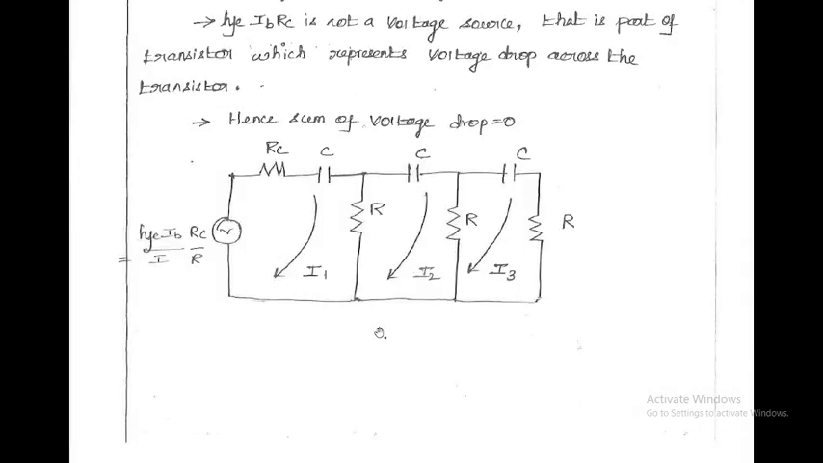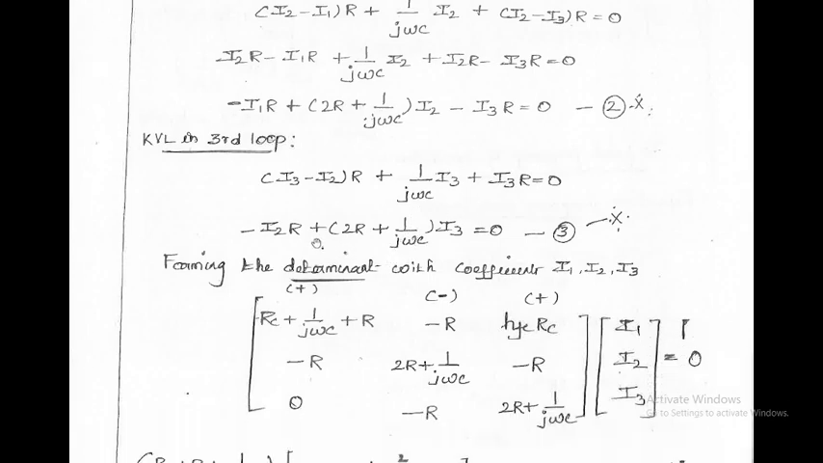And now I am going to apply the KVL in the third loop. In the third loop, we get the equation as, here this R is common for I2 and I3. Now I3 minus I2 into R plus I3 into 1 by j omega C plus I3 into R. So this is for the third equation. After simplifying, I get the third equation as minus I2R plus 2R plus 1 by j omega C into I3 equal to 0. There is no I1 component in the third equation.